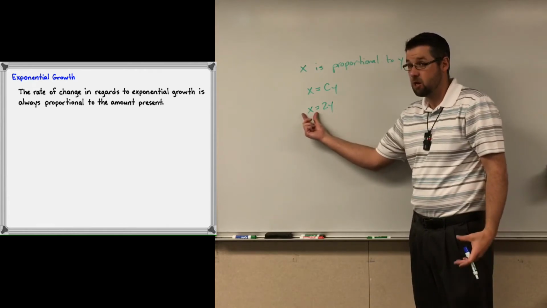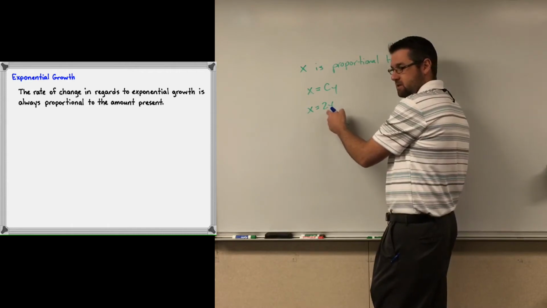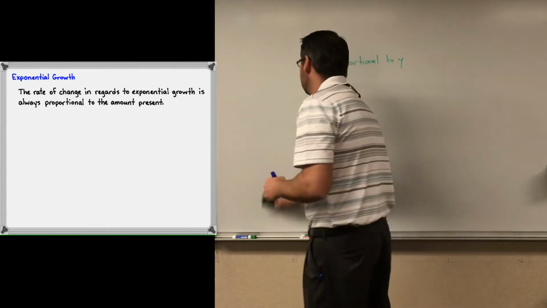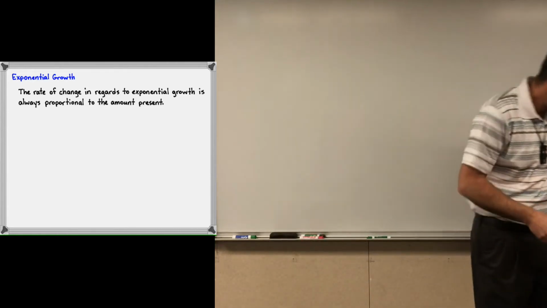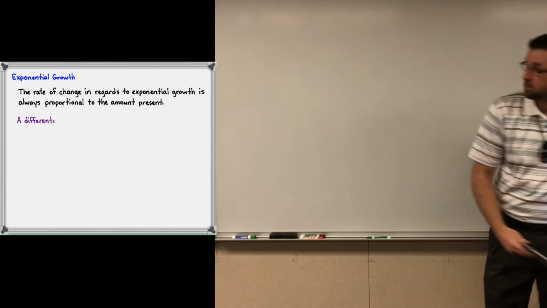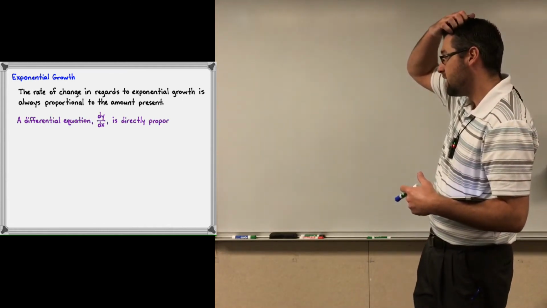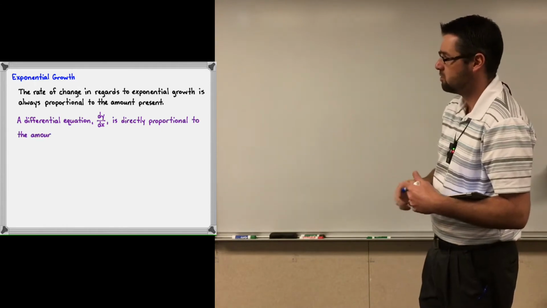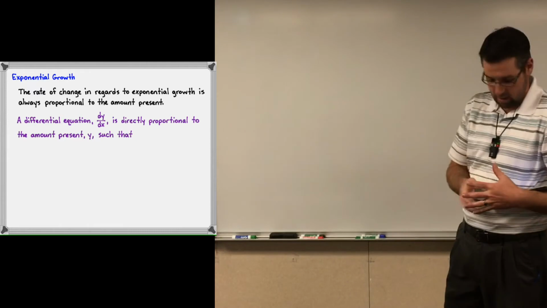How would I make this value smaller? This would be less than what? Less than 1, right? So a constant of proportionality, when we're talking about rate of change, though, looks very similar, but it cleans things up pretty nicely. Okay? So a differential equation, this is what it is, dy/dx is directly proportional to the amount present if you can write it like this.